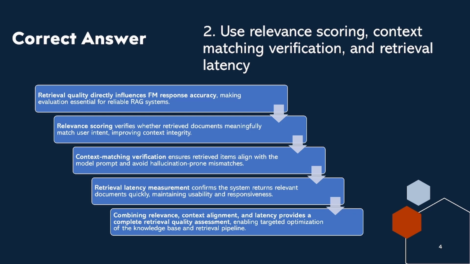Retrieval quality directly influences FM response accuracy, making evaluation essential for reliable RAG systems. Relevance scoring verifies whether retrieved documents meaningfully match user intent, improving context integrity. Context matching verification ensures retrieved items align with the model prompt and avoid hallucination-prone mismatches. Retrieval latency measurement confirms the system returns relevant documents quickly, maintaining usability and responsiveness. Combining relevance, context alignment, and latency provides a complete retrieval quality assessment, enabling targeted optimization of the knowledge base and retrieval pipeline.